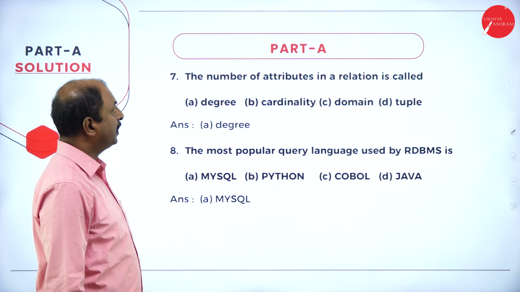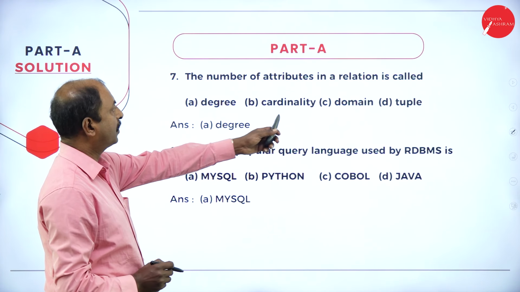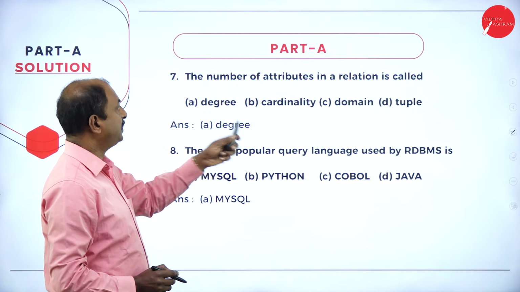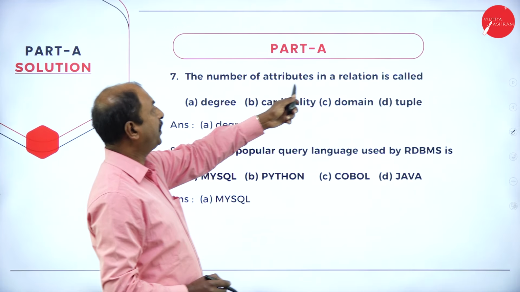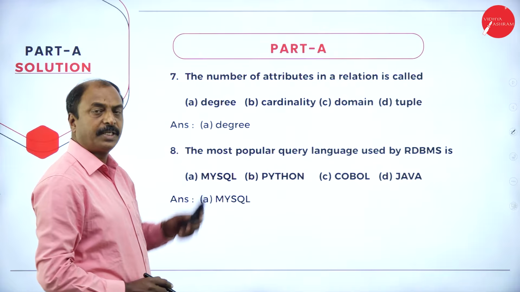Now 7th one. The number of attributes in the relation is called degree, cardinality, domain, and tuple. So answer is degree. So number of attributes or number of columns, we can say it is nothing but degree.